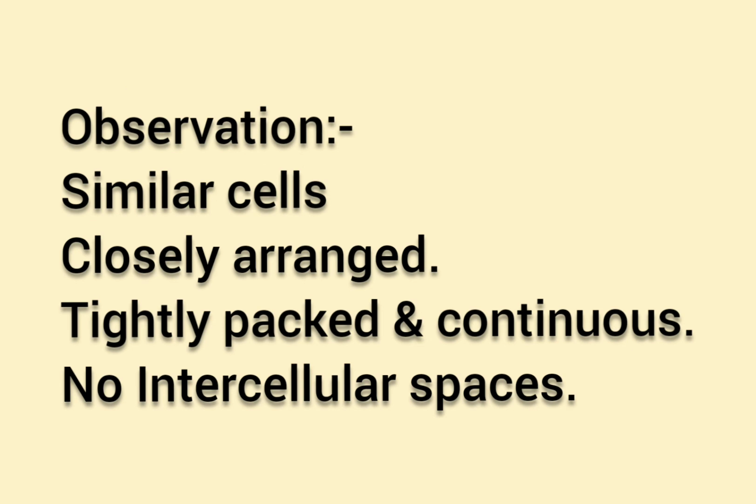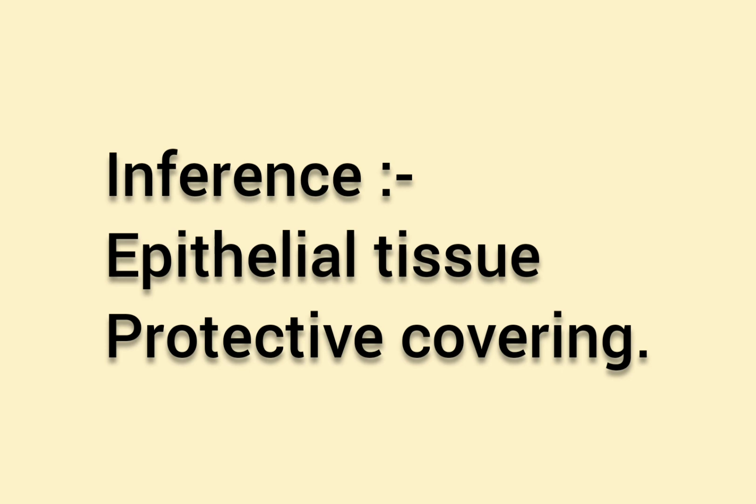We can see that all the cells are similar. They are arranged close to each other and they are tightly packed. They form a continuous sheath and there is no intercellular space. So this is actually the epithelial tissue which is found in the skin. It is the covering that protects the inside of the animal body. This is procedure 1 from your textbook on page number 25.